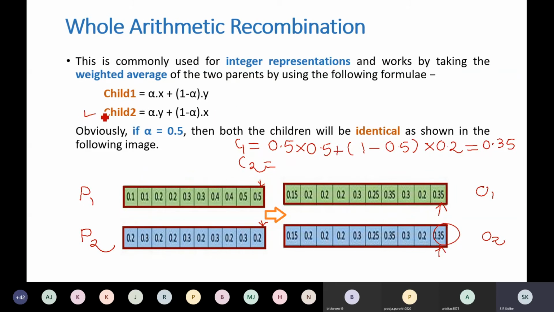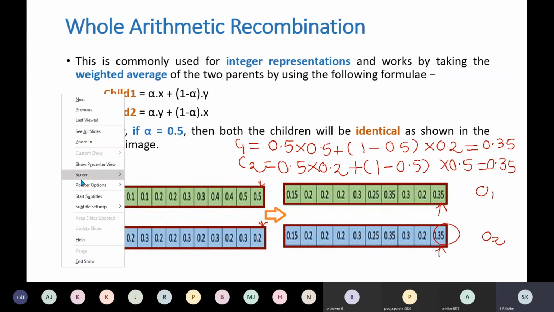Similarly C2, this value, how have we calculated? This formula we have used, child 2, alpha is 0.5 multiplied by y, 0.2, correct. Plus 1 minus alpha, 1 minus 0.5, multiplied by x is 0.5. Right? So this comes out to 0.35. Correct. So this is how you have understood the mechanism. The whole arithmetic recombination technique can be used for generating offsprings. Okay. Any question on this up to this?